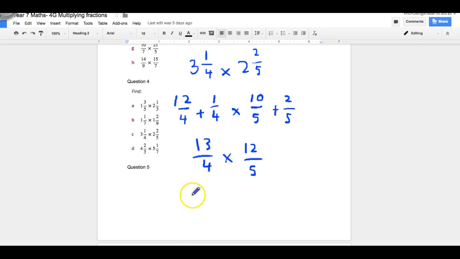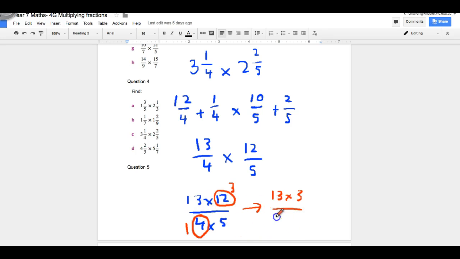And then we rewrite. So 13 times 12, 4 times 5. And I can see there is one there that I can simplify, because 12 and 4 have a common factor, which is 4. Okay, so that's now going to simplify. 12 divided by 4 is 3. So that becomes 3 and that becomes 1. So 13 times 3 is a lot easier to do than 13 times 12. And then on the bottom we have 1 times 5. So 13 times 3 is 39. And then 1 times 5 is 5.